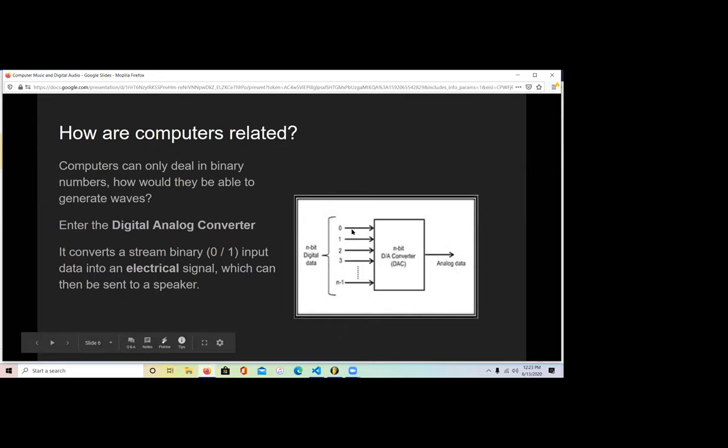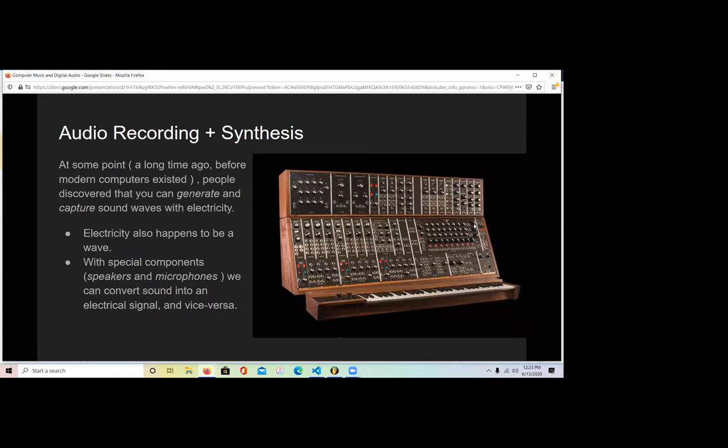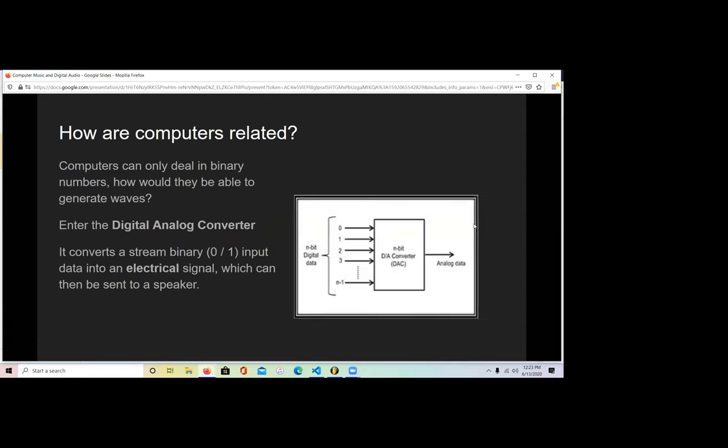So this is digital analog. Let's say you have some information in a computer, a bunch of zeros and ones, each one a zero or one. The digital analog converter takes all of those. It's an electrical circuit that does math and other operations on those inputs, and then it outputs the electrical signal. And if you remember, earlier we were talking about microphones: if you have an electrical signal that represents sound, all you have to do is hook it up to a speaker and then you have sound.